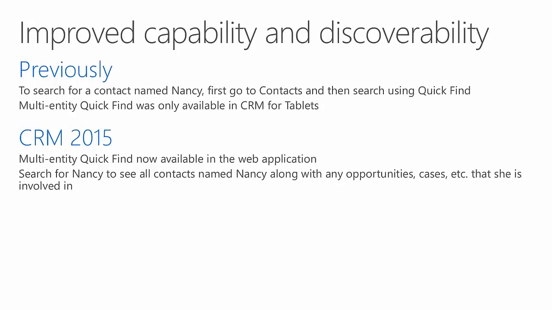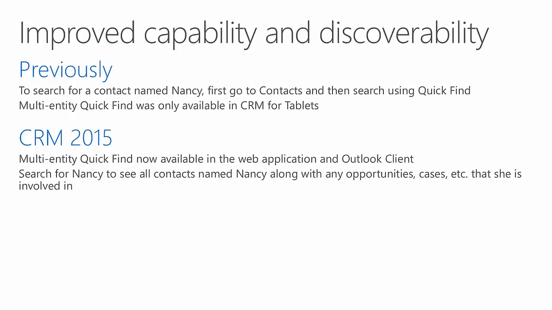For example, if you tried to search for a person such as Nancy Anderson, you might not know if she exists in CRM as a lead, contact, or both. Sure, you could first try performing a quick find search for contact, and then perform another quick find search for lead, but you probably prefer to look for her with a single search.